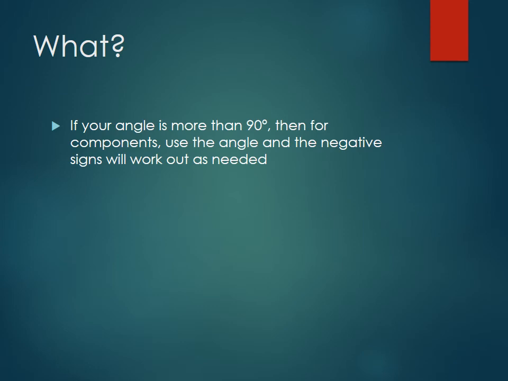Okay, so if your angle is more than 90 degrees from the positive x-axis, then for components, use the angle as it is, all right, and the negative signs will work out as needed. So say it's 135 degrees. So that's actually going to give you a negative x value, right? You're going to cross over onto that side of the x-axis. So if you just plug that in your calculator and you take the cosine of theta, it will be a negative number.